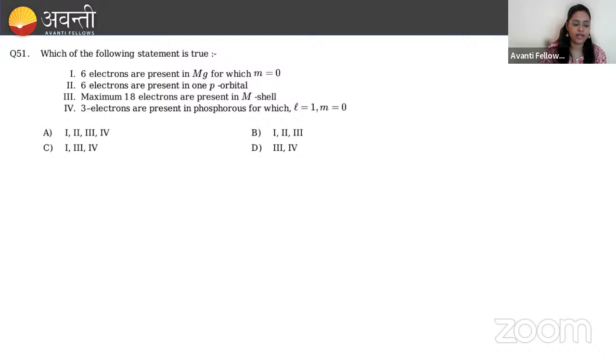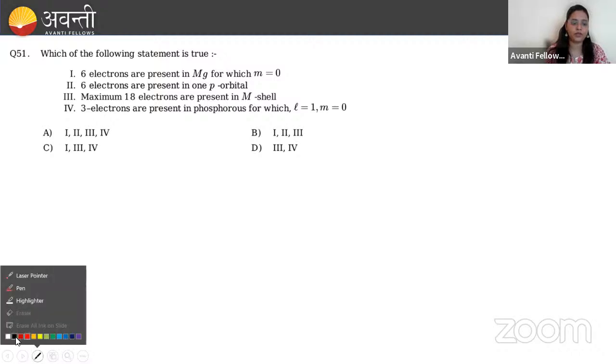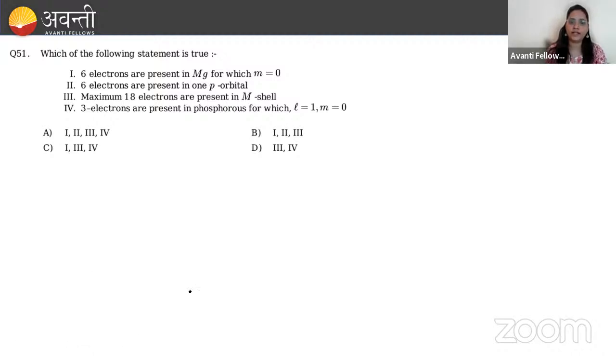So here, what is happening? We have been given different sets of assumptions. So 6 electrons are present in magnesium, which is having M is equal to 0. So whether it will be true? For that, let's write down the electronic configuration for magnesium.